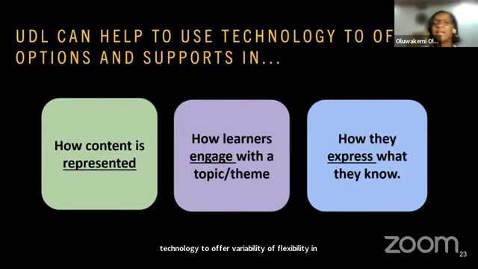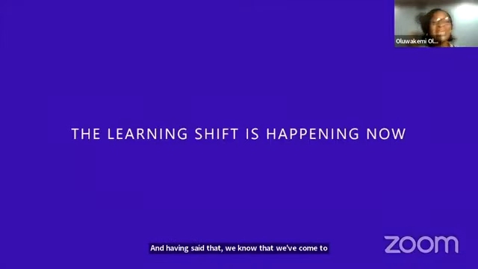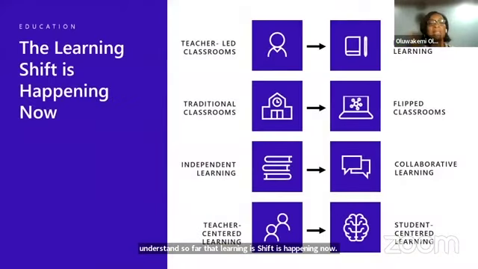And having said that, we've come to understand so far that learning shift is happening now. And what are the learning shifts happening? We've seen teacher-led classrooms flip into project-based learning. We've seen traditional classrooms flip into flipped classrooms. We've seen independent learning moving on to collaborative learning. And these are the things that are happening in today's world, in today's academic settings, in today's educational sectors.